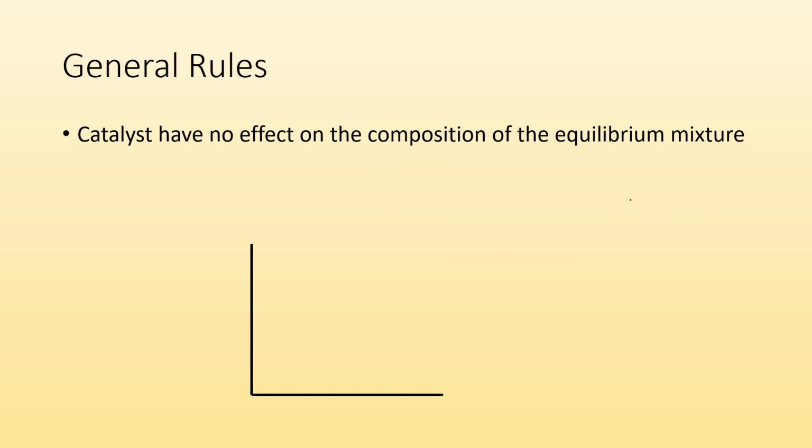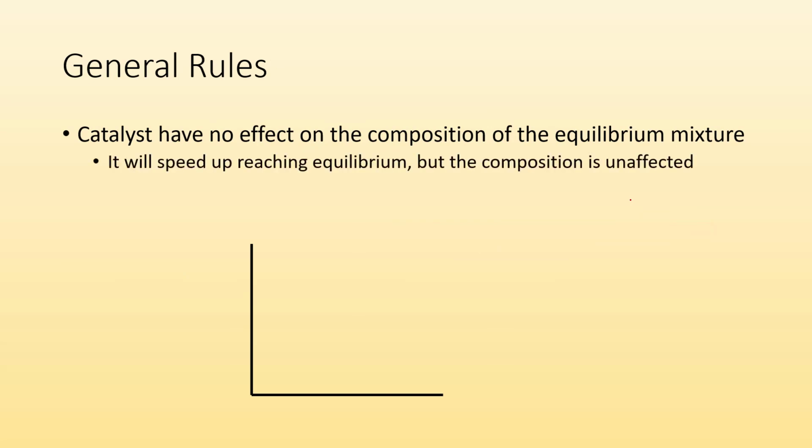More general rules. Catalysts have no effect on the composition of the equilibrium mixture, but they will speed up reaching equilibrium. But the composition is unaffected. So you always are going to end up with the same proportion. It's just that sometimes equilibrium will take a while to get there. So maybe you're trying to make a product and it's a really slow process. You can add a catalyst that's going to get it to equilibrium quicker, but you're going to make the same amount. So both forward and reverse processes are sped up.